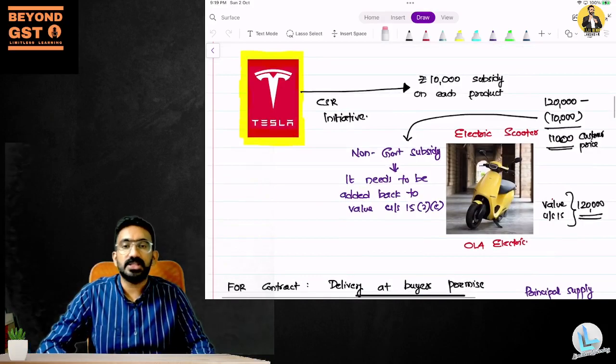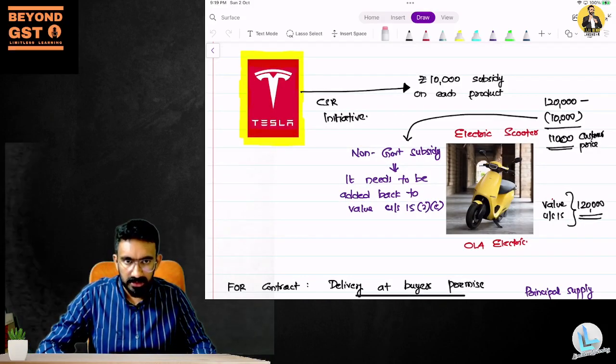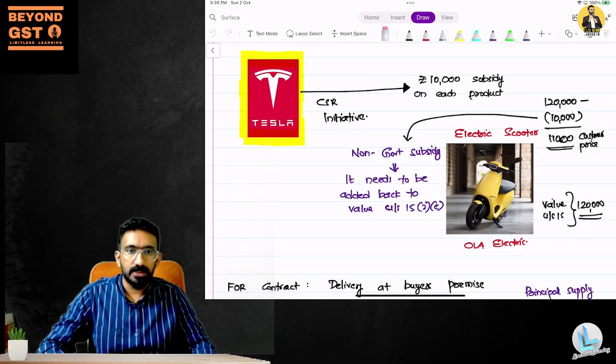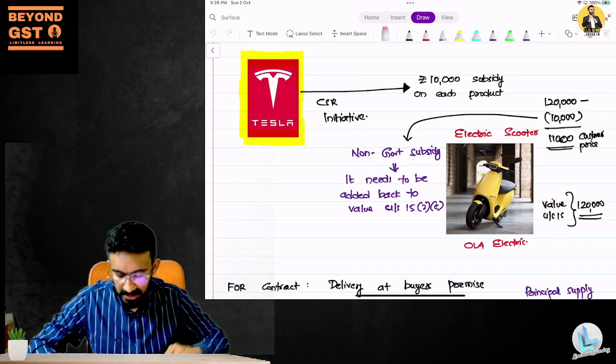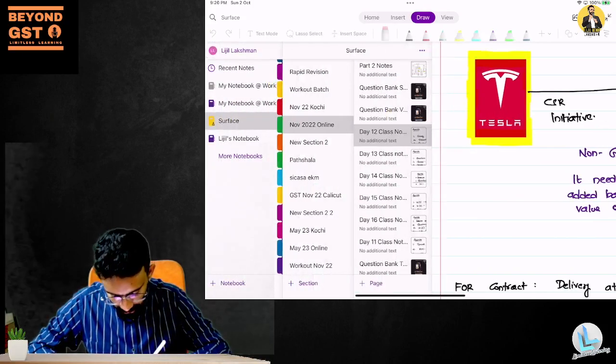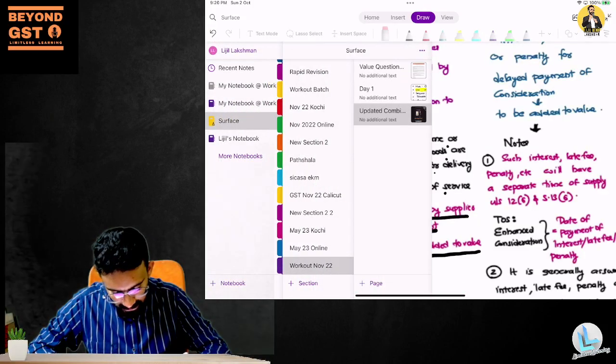So this is the difference that we basically have. Suppose the subsidy is given by Tesla, not the government. Can I reduce that particular 10,000 discount, the 10,000 subsidy given by Tesla, from the value? No, because this is a non-government subsidy. This is the understanding. So the questions can come in that order. So we'll look at a question.